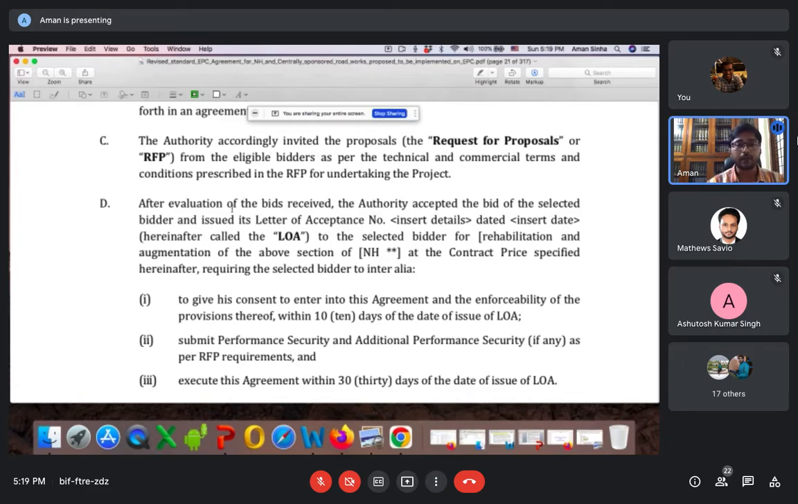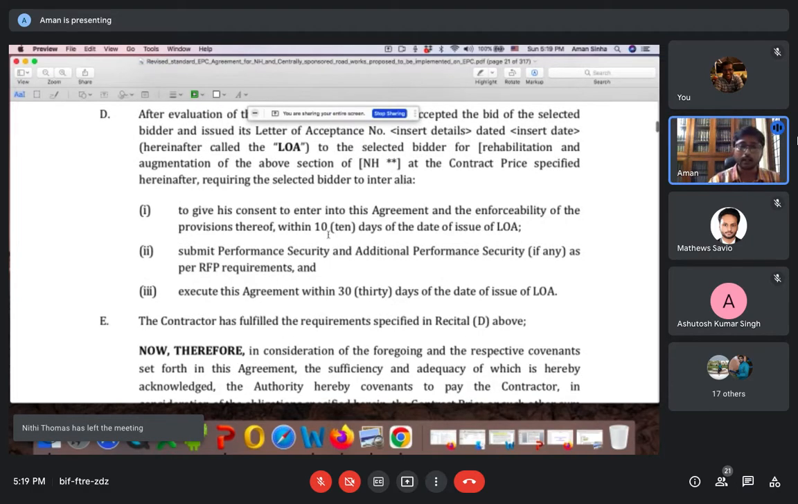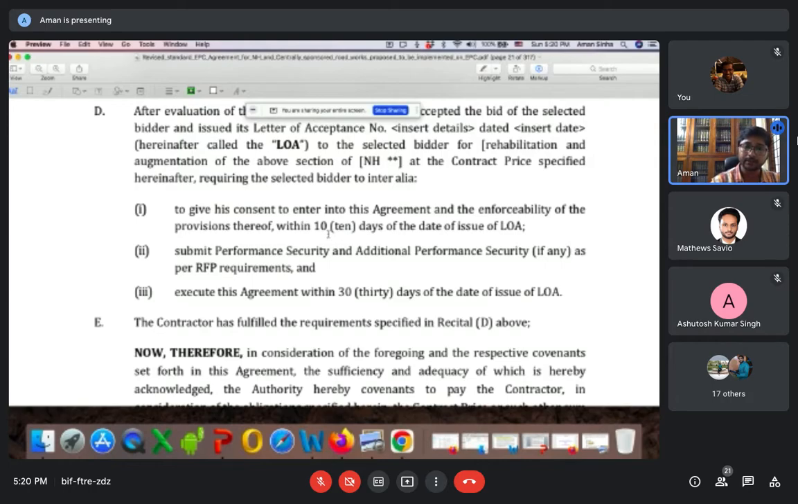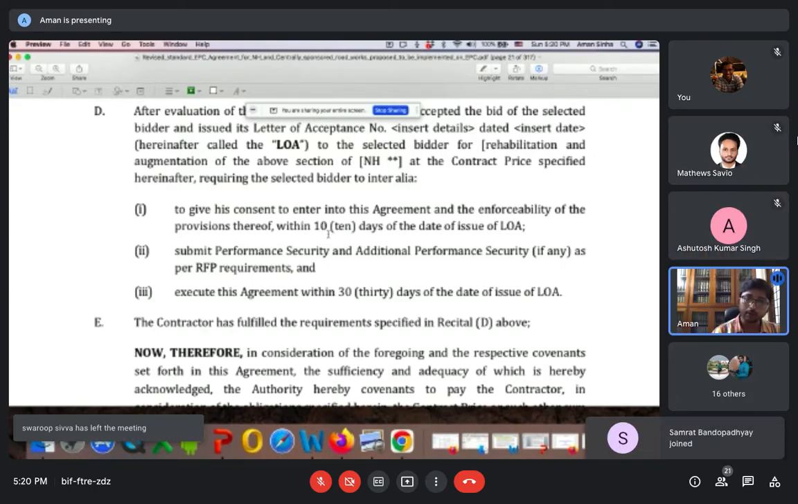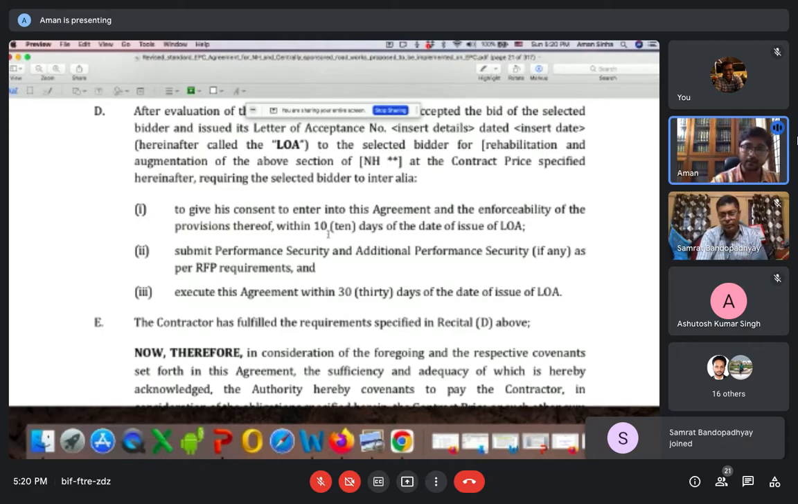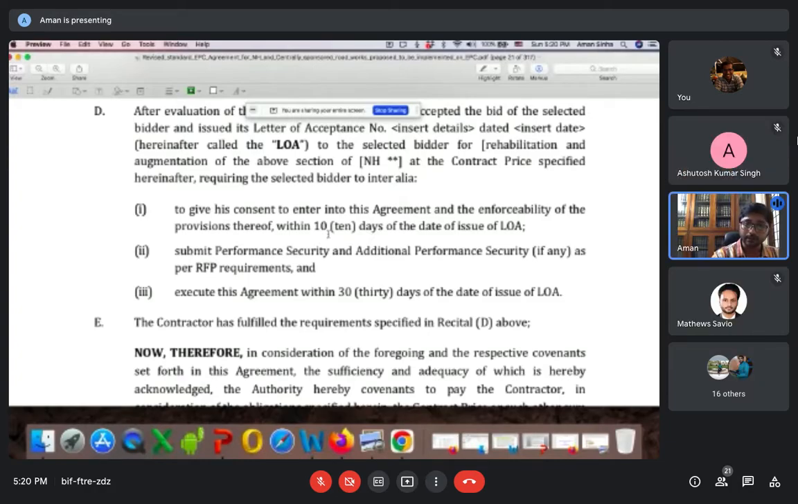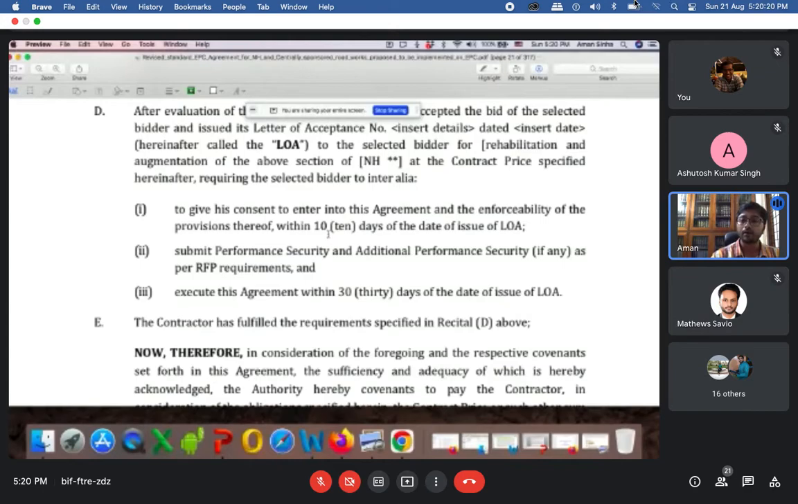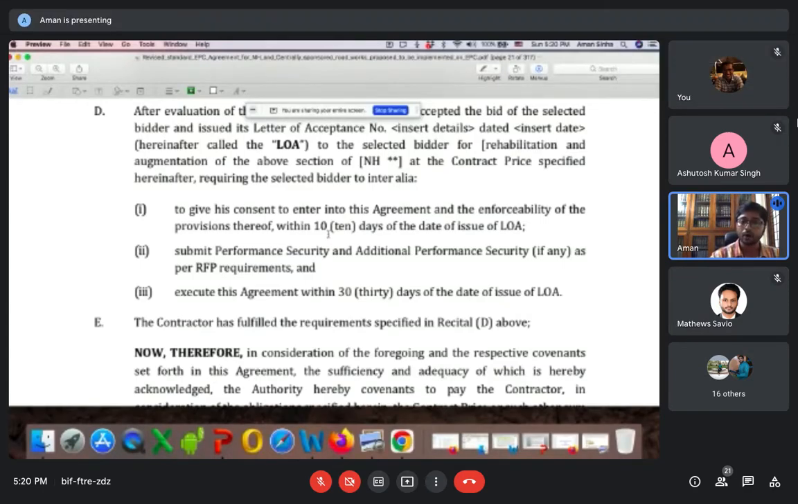See, after evaluation of the bids received, the authority accepted the bid of the selected bidder and issued its letter of acceptance to the selected bidder at the contract price specified. Like in the Contract Act, the bidder is giving the proposal, because the bid was an invitation to offer. So now the bidder will give the offer. When it is accepted, the letter of acceptance will be given. The bidder also has to give consent to this letter of acceptance. Then the proper contract will be signed, or the contract will be legally viable.